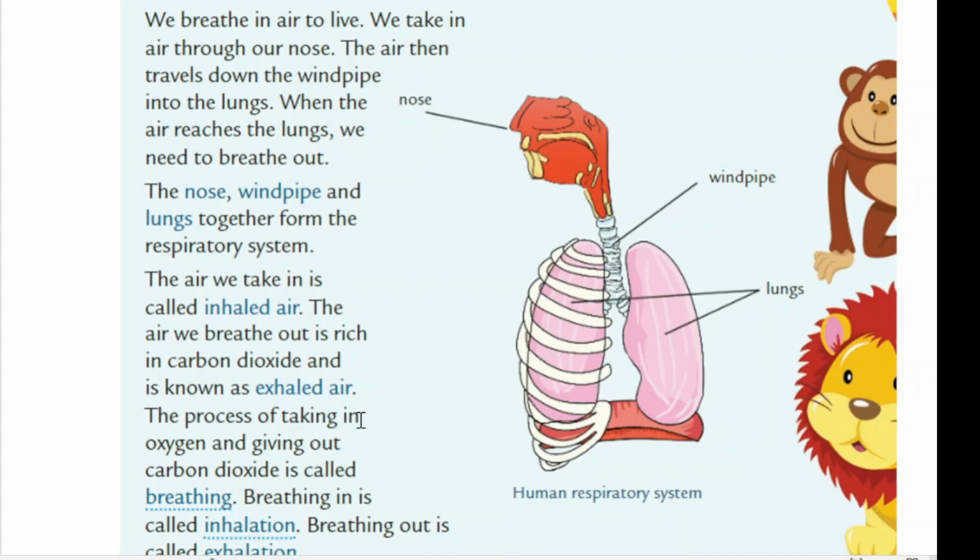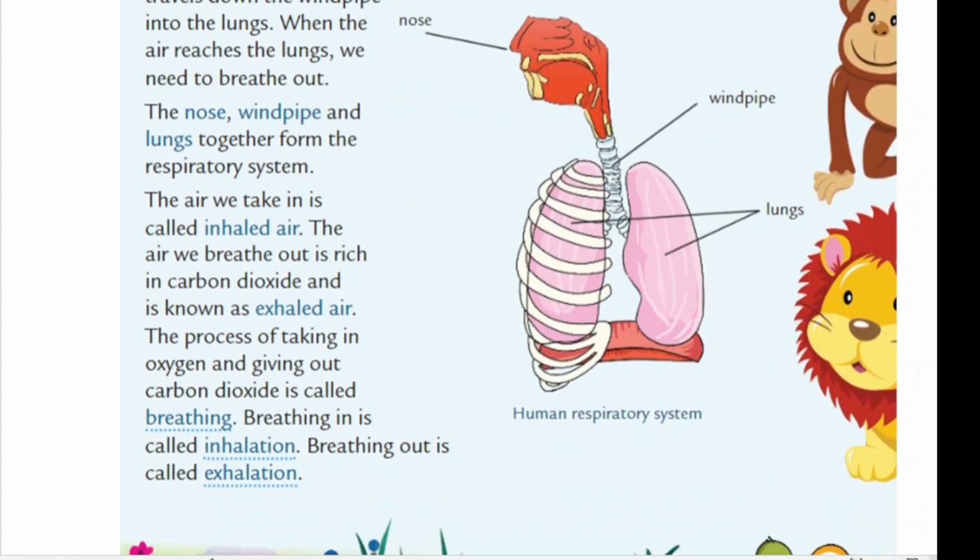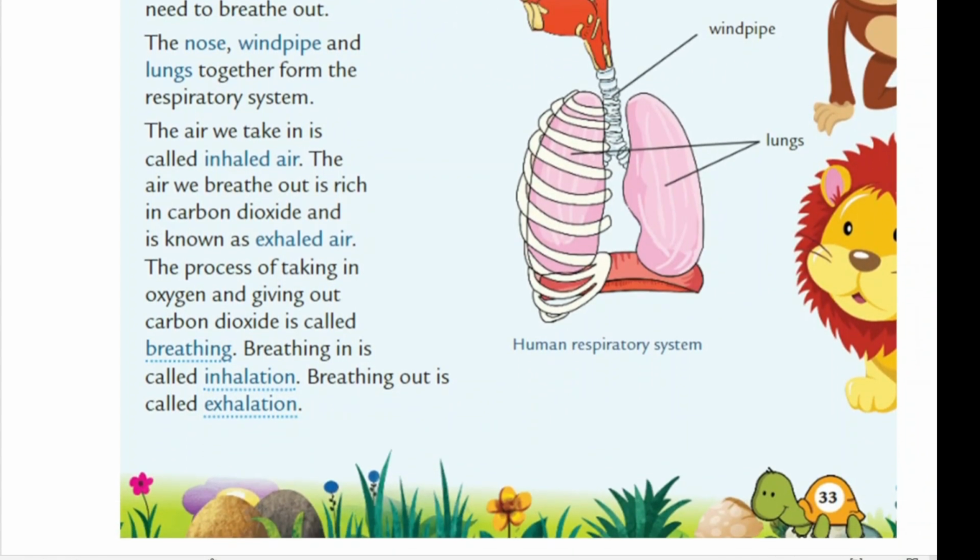The process of taking in oxygen and giving out carbon dioxide, both together, is called breathing. Now breathing is a combination of two things, inhalation and exhalation. Whenever you take the air inside, it is called inhalation. Whenever you breathe out or leave the air, it is called exhalation.